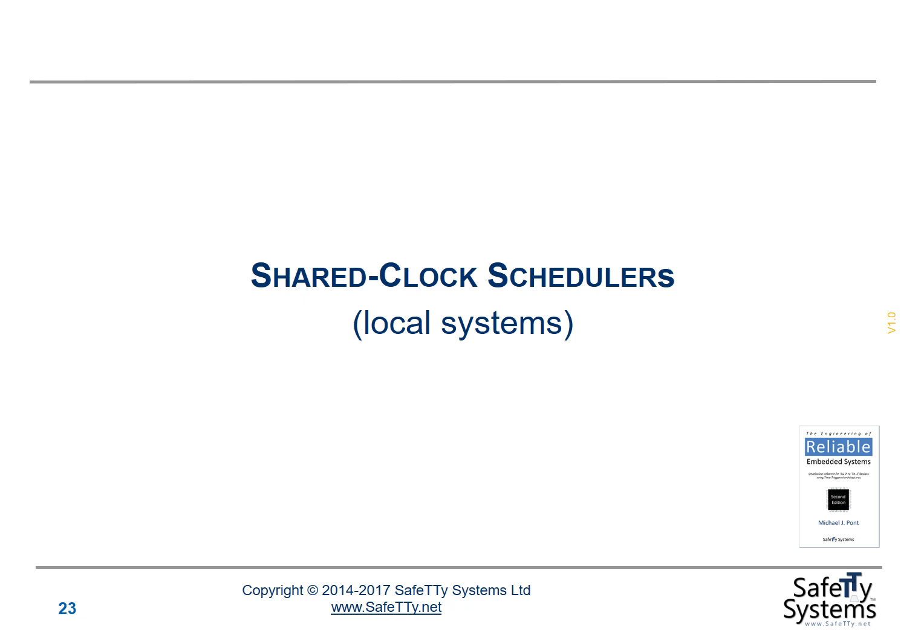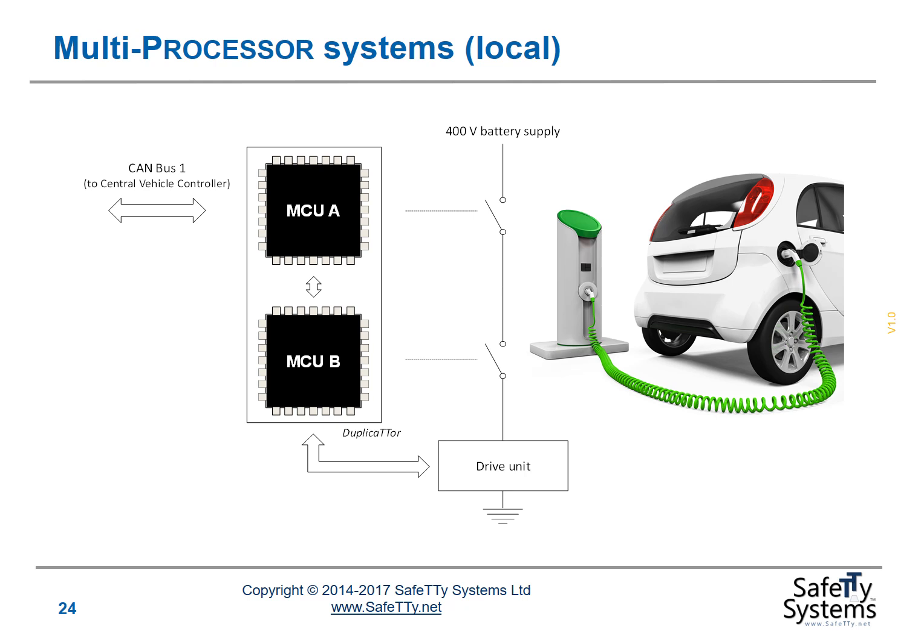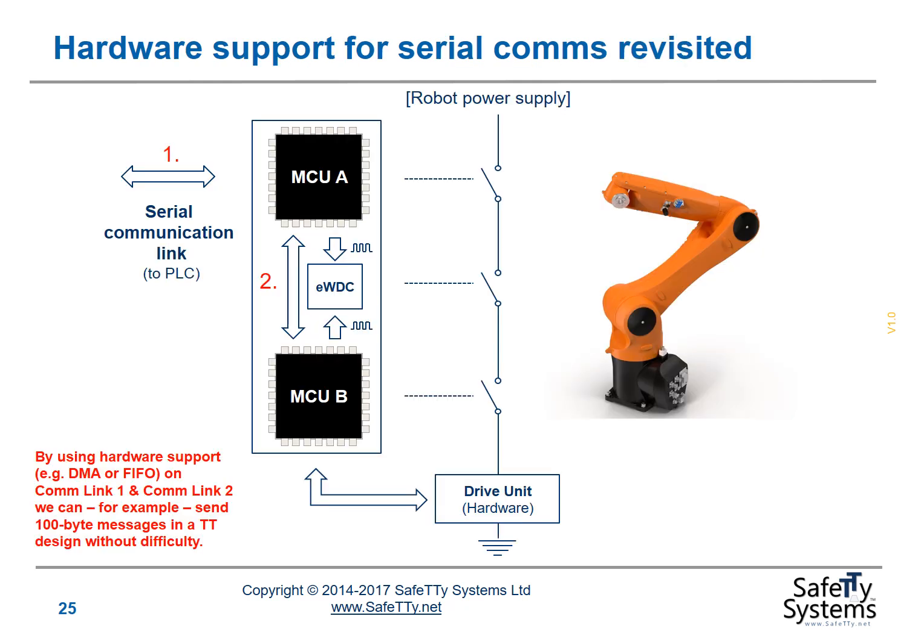We can also use shared clock schedulers on local systems, that is, systems that are based on the same PCB. So here we might have 2 microcontrollers, MCU A and MCU B, in a shared clock arrangement on the same printed circuit board. Here we might have a serial communication link to a PLC with 1 link, and we might have a second link between the microcontrollers also using serial comms. We've looked at this example before.